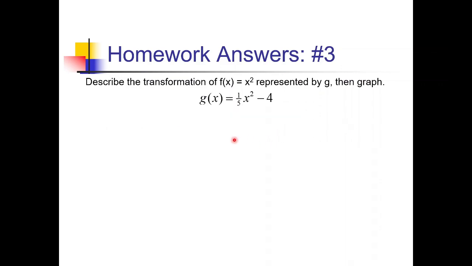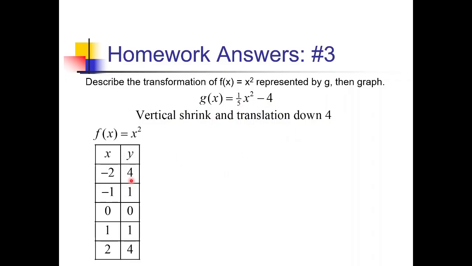For this problem, we've got 1/5 x squared minus 4. So in terms of transformations, this 1/5 is giving us a vertical shrink, and the minus 4 is a translation of down 4. These are all outside changes, so they affect the vertical. Here's the x squared parent table, all those points for reference.